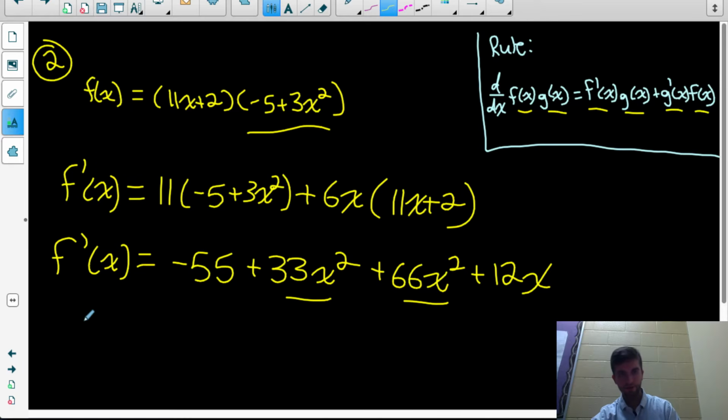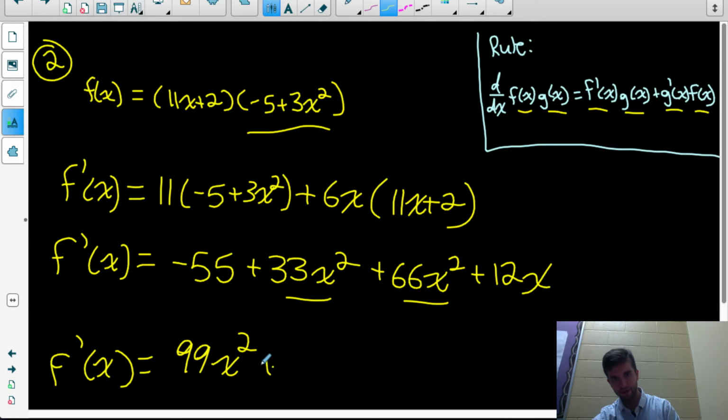Well, these are like terms. They both have an x squared, so we can put those together, and we would get 99x squared plus 12x minus 55. That would be our derivative. Let's try the next one.